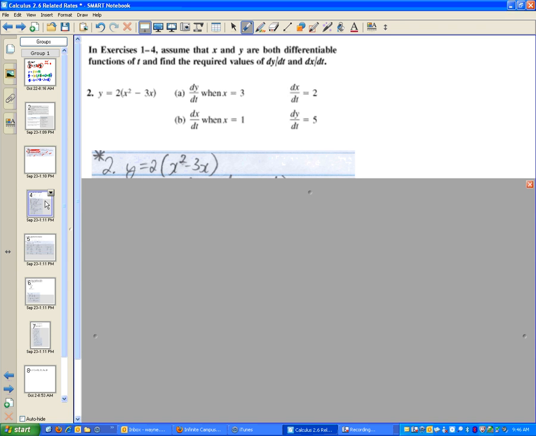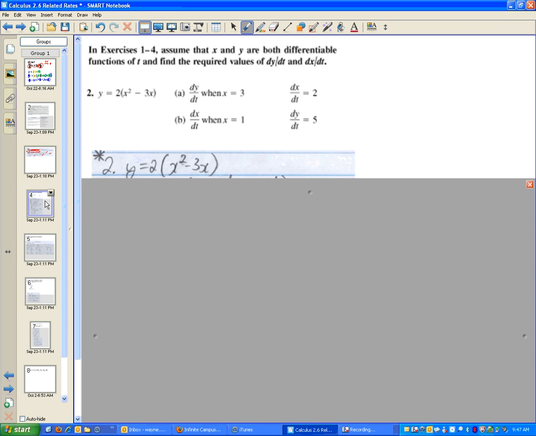It never has been up until now, has it? So unless they tell you that it is, don't assume it, because everything we've done up till now would be wrong if x was always a function of time. So they told us x is a function of time, and find the required values of dy/dt and dx/dt. For number 2, they give us that y equals 2 times the quantity x squared minus 3x.